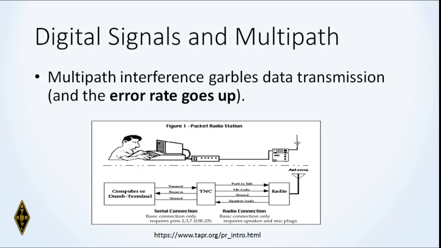And for communications involving computers, packet radio, other digital modes, what can happen there is with multipath, the data stream will become corrupted. You won't get good ones and zeros. It'll be garbled, and you'll get a lot of errors. Your error rate on the transmission will go up, a lot of retries. And so that's what happens with multipath with digital data communications. Your bit error rate will go way up. And the same technique, maybe moving the antenna for your transmitter may improve things.